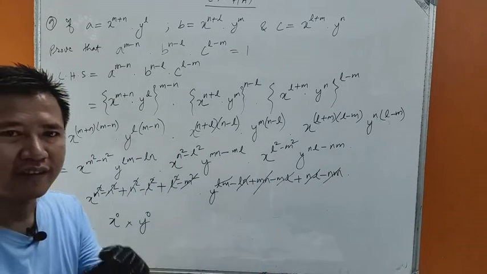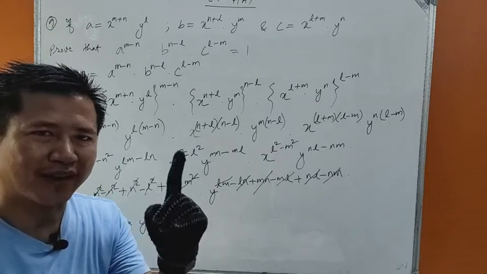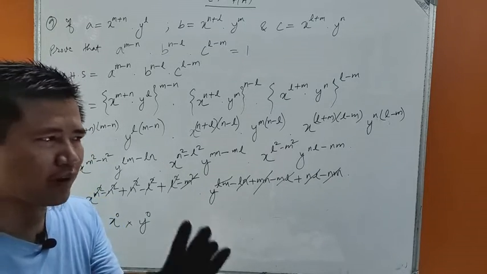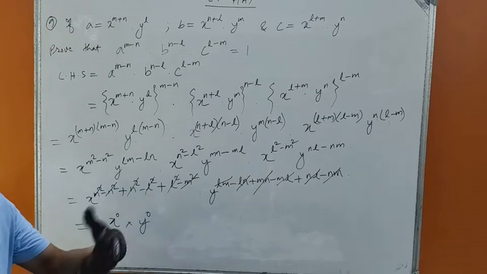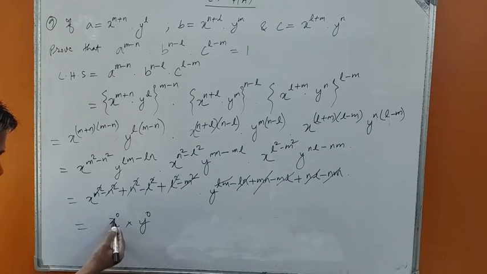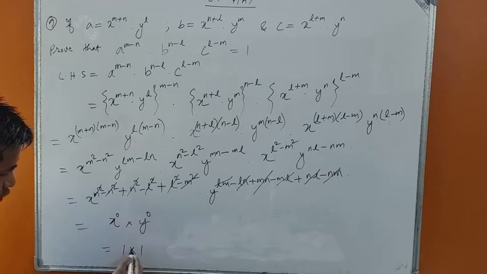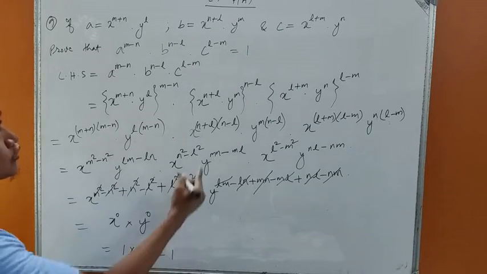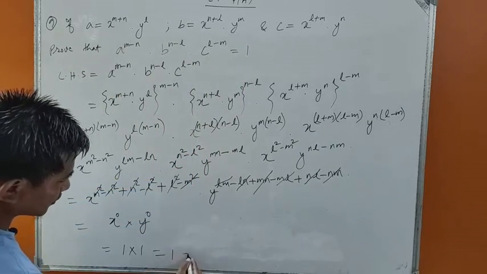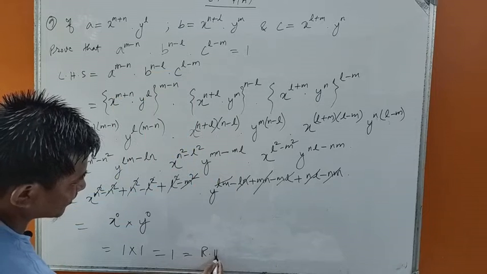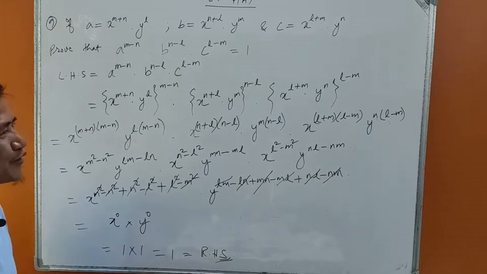So I told you earlier, anything to the power 0 is 1, except 0 to the power 0 is not 1. 0 to the power 0 is undefined. Other than 0, any number raised to power 0 is 1. So x to the power 0 is 1 into y to the power 0 is 1. So 1 into 1 is 1. So we have 1 in the right hand side, isn't it? We are asked to prove this equals to 1. So this equals to RHS. Hence proved. I hope you got this.